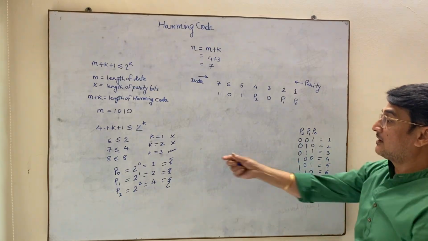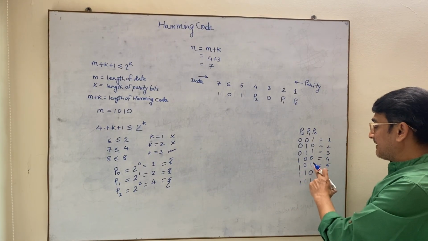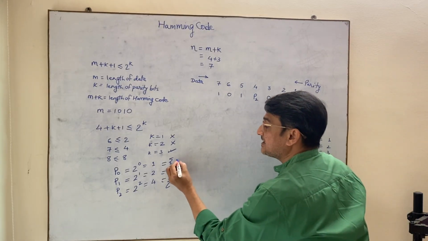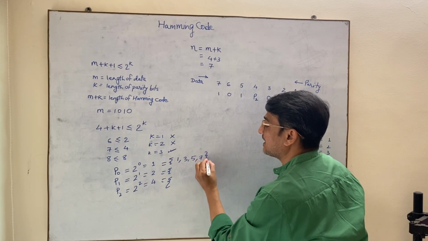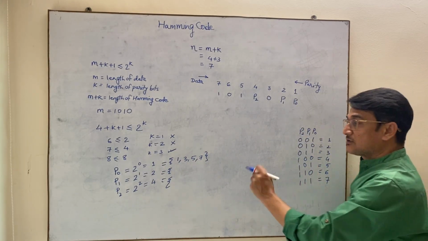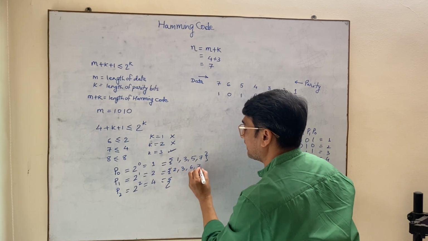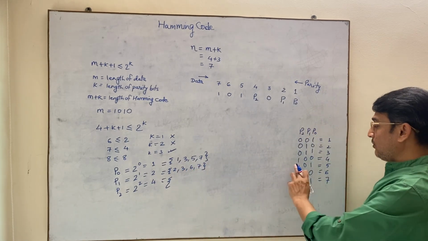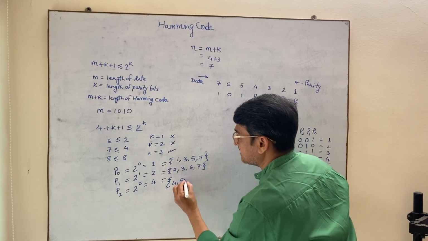Now I will complete this bracket of P0. This will be 1, 3, 5 and 7, because at these positions bits are 1. Similarly for P1, 2, 3, 6 and 7. So in this bracket 2, 3, 6 and 7 will be there. Finally P2, 4, 5, 6 and 7. So we will write 4, 5, 6 and 7.